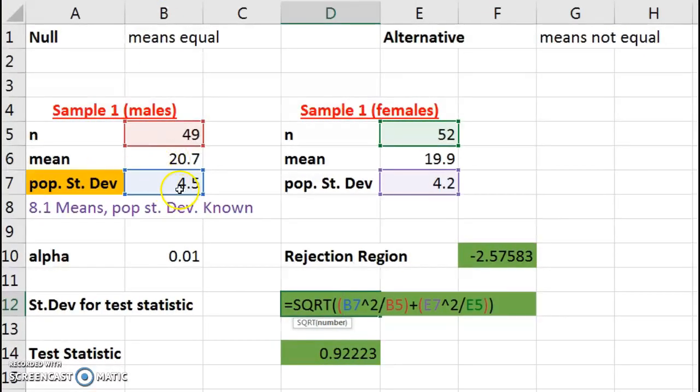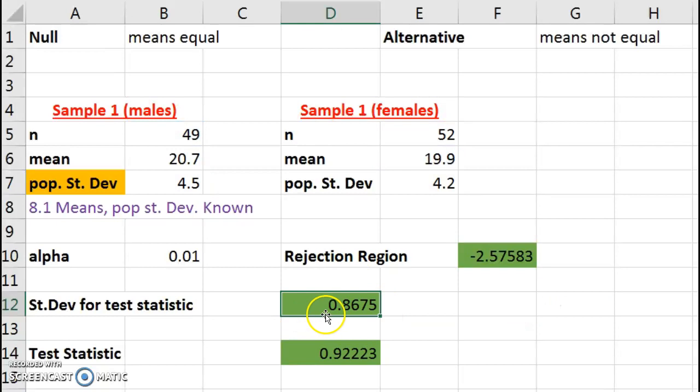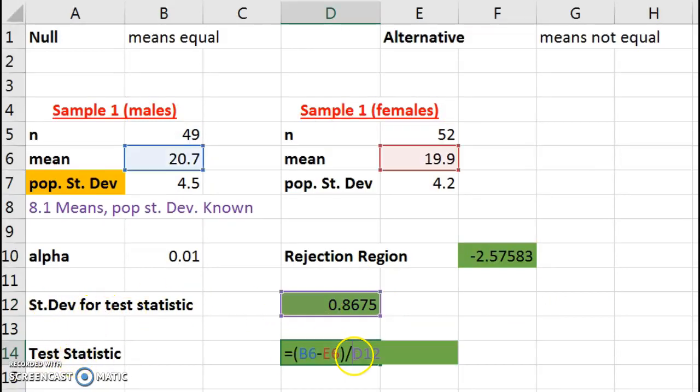The problem gave me standard deviation for the population. I square that to get variance and divide by the size of the sample. So that squared divided by sample size plus the other population standard deviation squared, the variance divided by sample size. Add those together and take the square root. That gives you your test statistic's standard deviation, and then for that test statistic, you just are subtracting the two means to see what their difference is, how far apart they are.